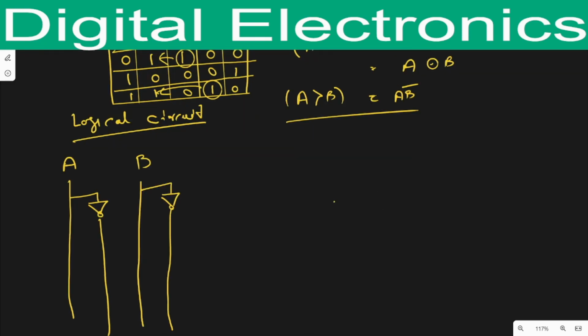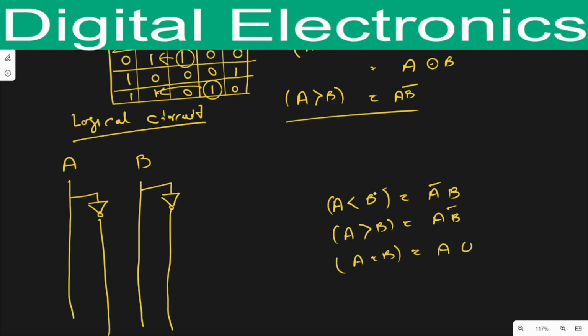Our first output is A is less than B equals A bar B. Our second output, A is greater than B, equals A B bar, and our third output is A equal to B, which means A XNOR B. Okay, so these are our possible output combinations.